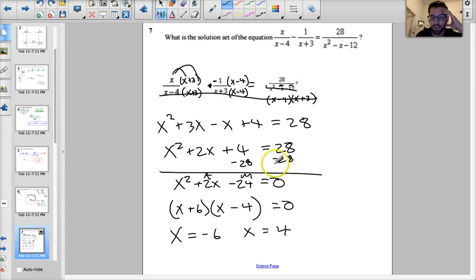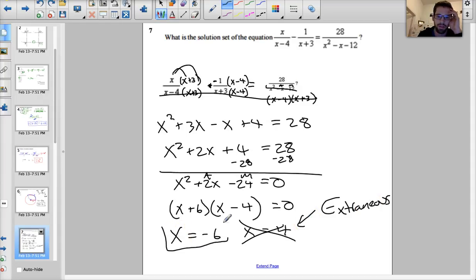Now I'm going to go back and check this. I see immediately that this is extraneous because when I plug the 4 into the denominator here, I would get a 0, and I can never have that. So this is an extraneous solution, meaning this is my only answer.